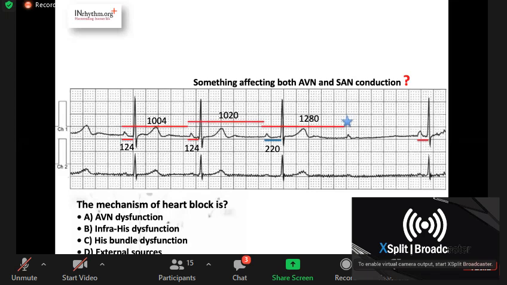Now here, in the first two beats, we have a pretty constant PR interval, and we do have a constant PP interval as well. The first PP interval, however, is 1004, then there is a slight increase in the PP interval. That means something is affecting the SA node. Then if you look at the third PR interval, that is prolonged. And after the third P, the fourth P did not conduct down.